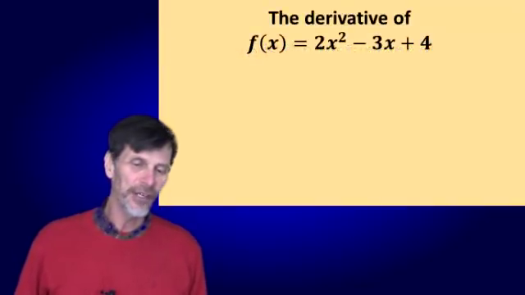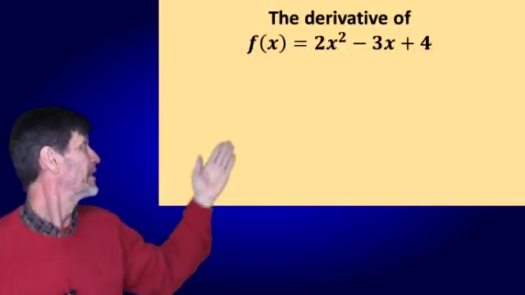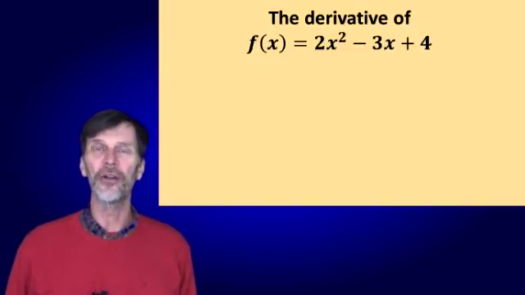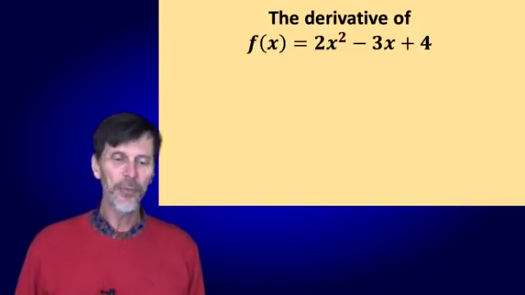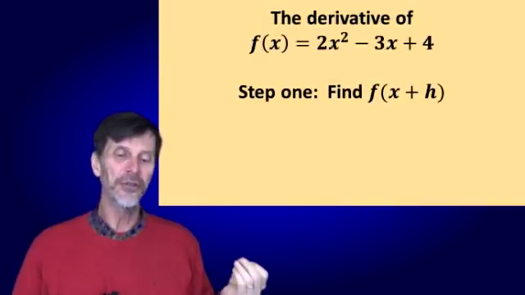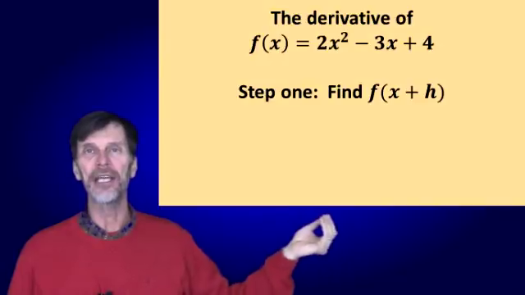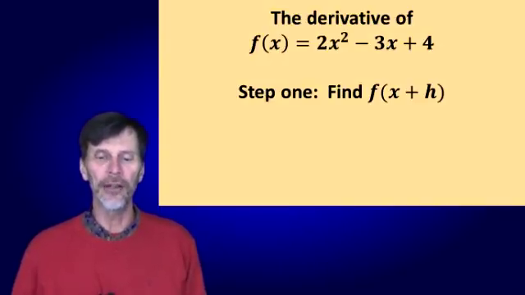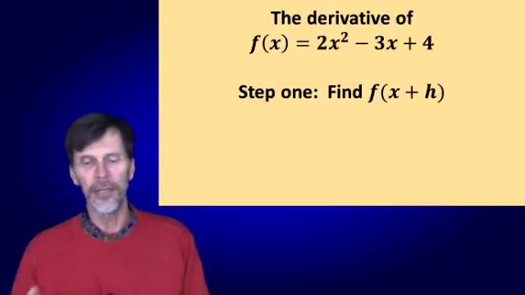Let's start with this function. It's a different one than before. It's again a quadratic, but these quadratics are a nice entryway into some of the harder work we'll do later. Step 1, let's find that f of x plus h. Well, f of 7 is 2 times 7 squared minus 3 times 7. F of 21 would be 2 times 21 squared minus 3 times 21 plus 4.